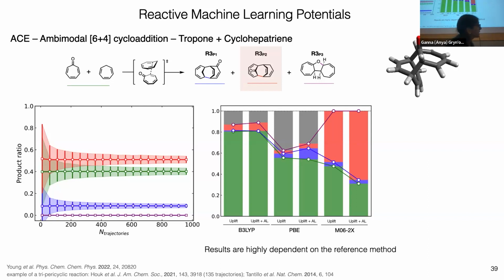PBE, as expected, is very good for materials, not very good for reactions. And you can see that again, it is giving the main product to be the blue one, which actually is not the one that is observed. The one that is observed experimentally as the main product is the one here in red or pink. So again, the results are highly dependent on the reference method, and that is something that we cannot escape.